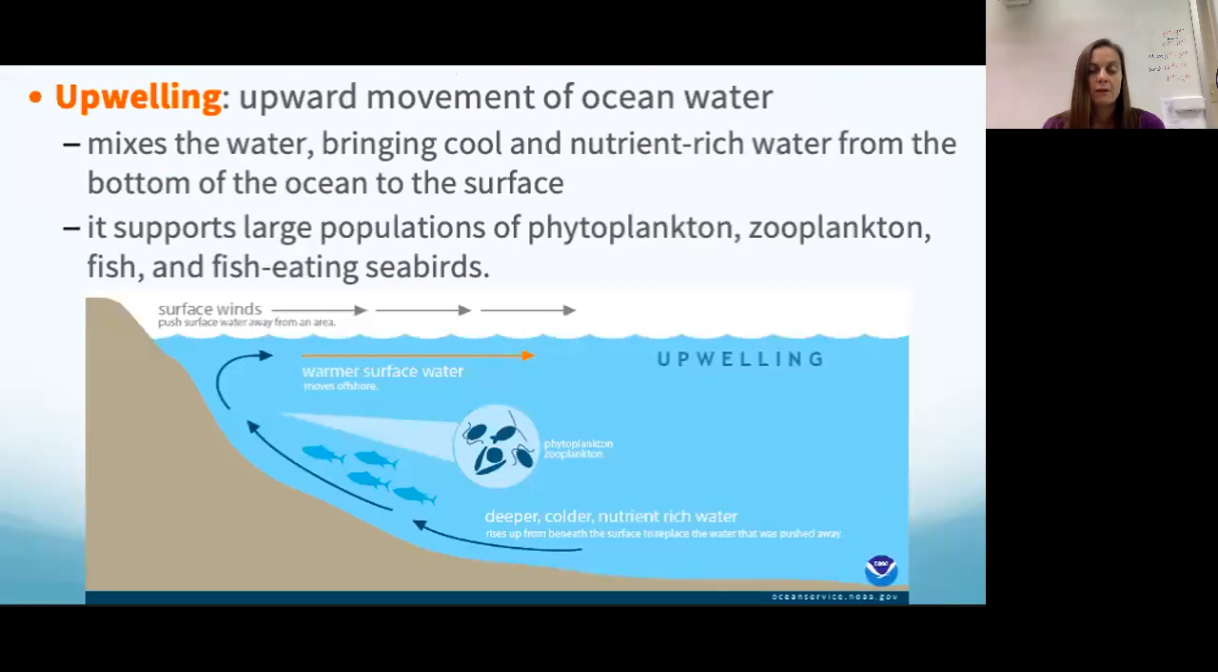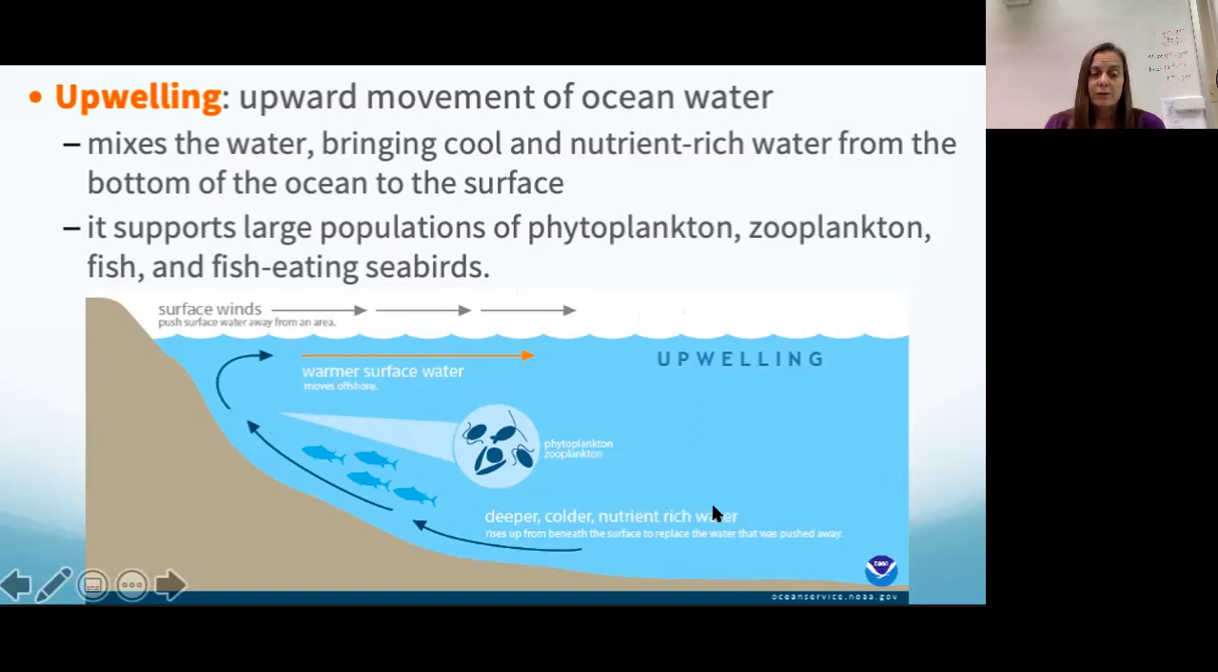Okay, so with those gyres in mind, let's talk about the idea of an upwelling. So in an upwelling, our surface winds might be moving perpendicular to the shore, or they might be moving parallel to the shore. But either way, they're pushing surface water away from a particular area. And when that water is pushed away from an area, this deeper, colder, more nutrient-rich water is going to get pushed up to the surface to replace the water that's being lost.